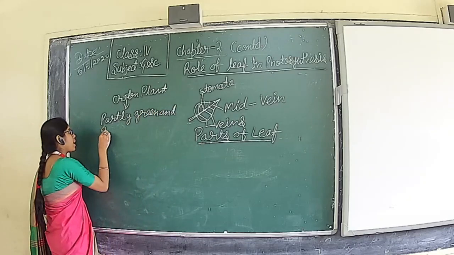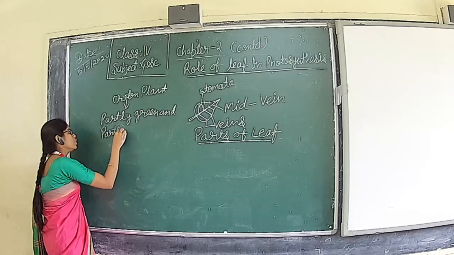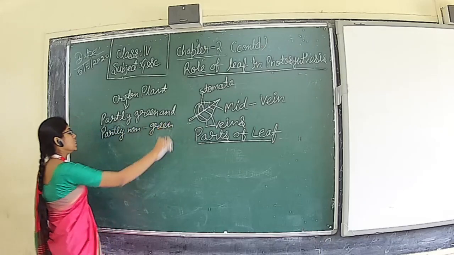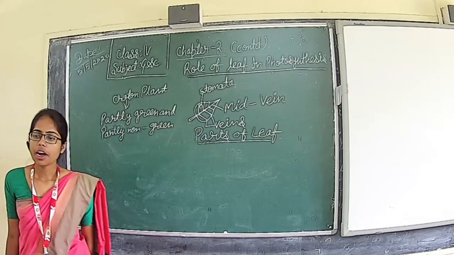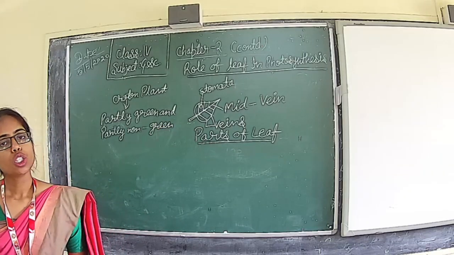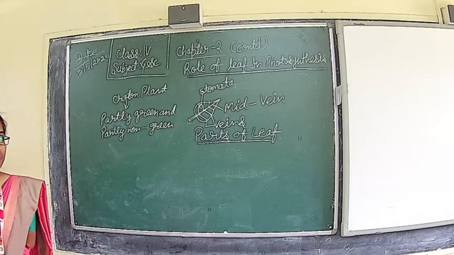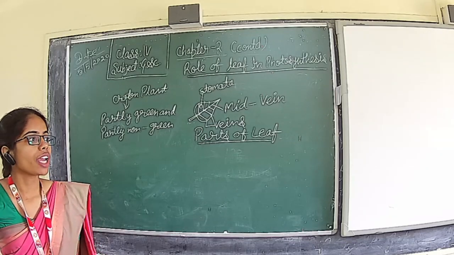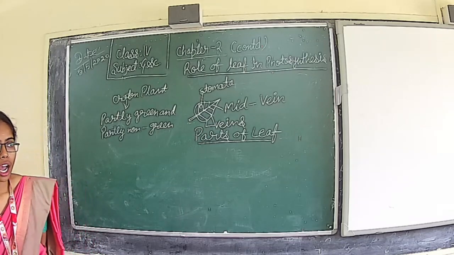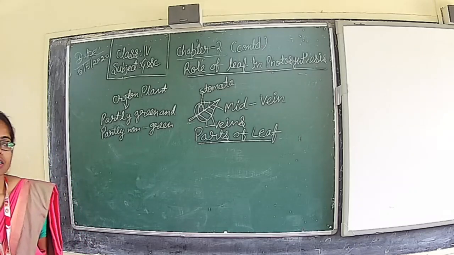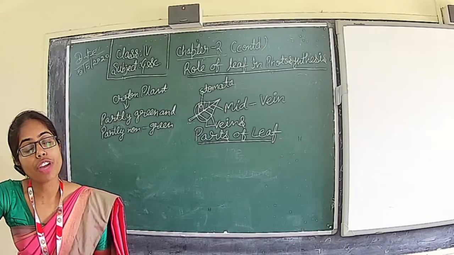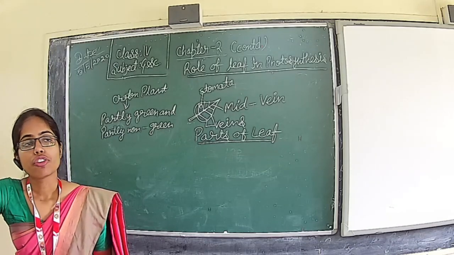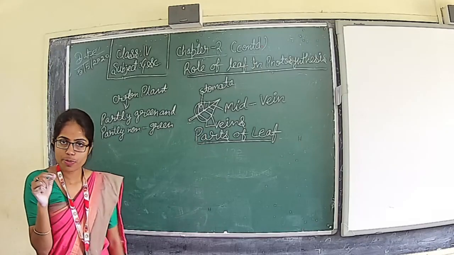and partly non-green. Now we have to perform the starch test as we performed in the last class. After performing this whole activity, how do we check whether starch is present in the leaves or not? We have to pour some drops of iodine solution on the leaf.